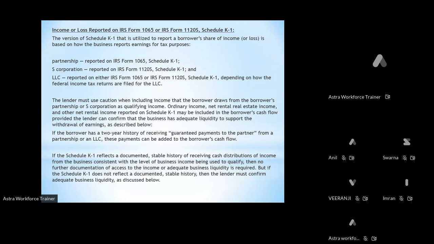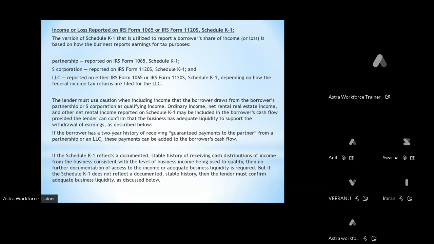Okay, so the lender must use caution when including the income that the borrower draws from the borrower's partnership or S corporation as qualifying income: ordinary income, rental real estate income, and other net rental income reported on the K-1. Most of the time, when we are seeing the 1120 or 1065, the borrower will get ordinary income or net rental income for real estate from the K-1. That has to be reported in the K-1.